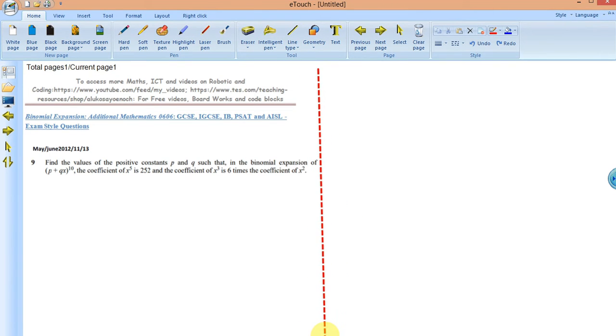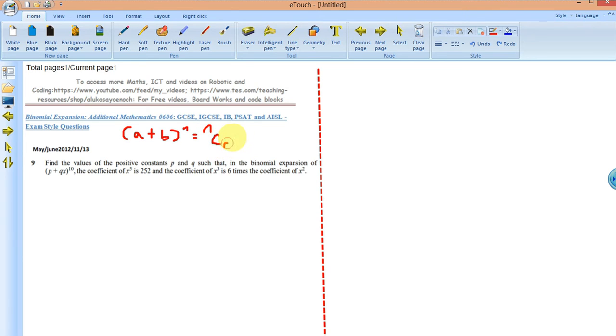Guys, you may need to recall from part 1 how to use the general term for binomial expansion. Let me just quickly write that for you in order to refresh your memory. For example, if I have (a + b) all raised to the power of n, then the general term is n combination r, a to the power n minus r, b raised to power r. So you can compare this now: your a is like your p and your b is like your qx.